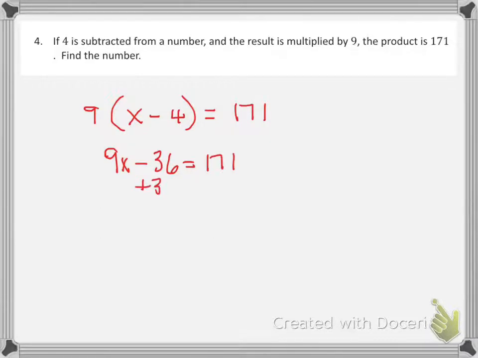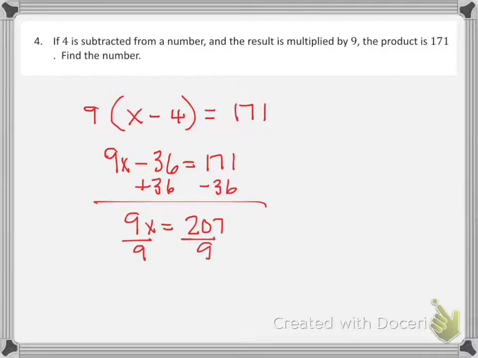And isolate the variable. Add 36 to both sides. 9x equals 207, and 207 divided by 9, x equals 23. All right, that's number 4.